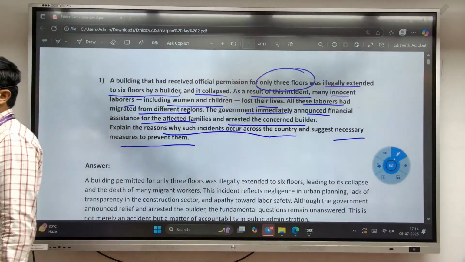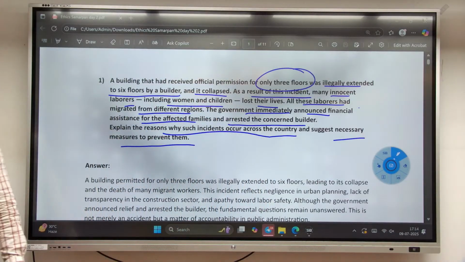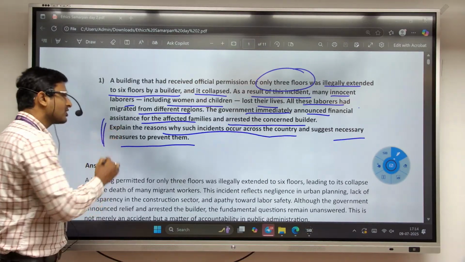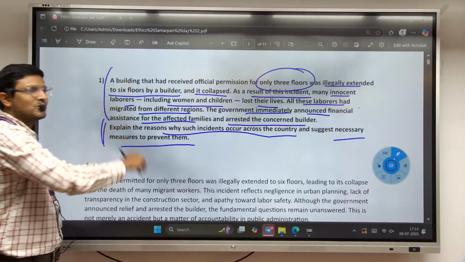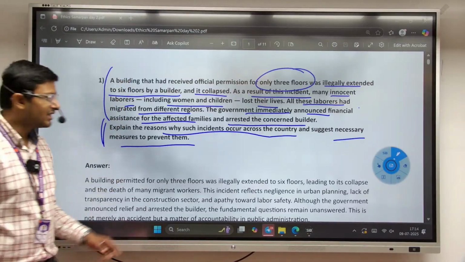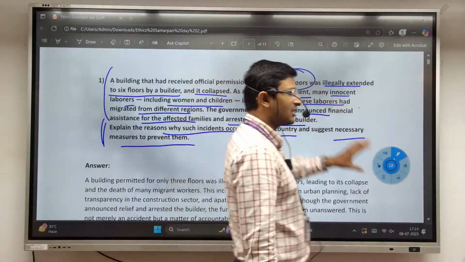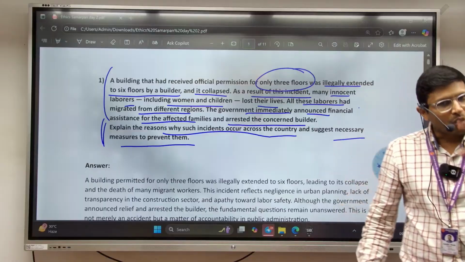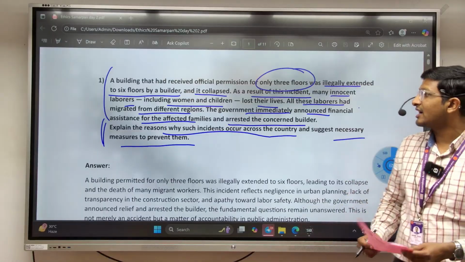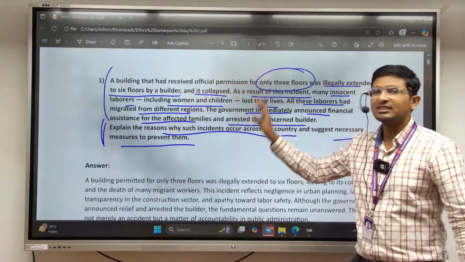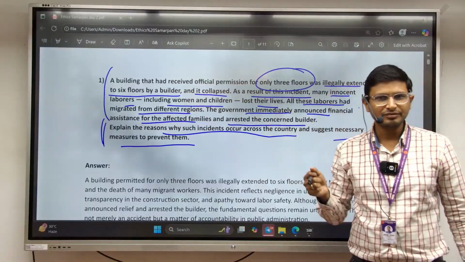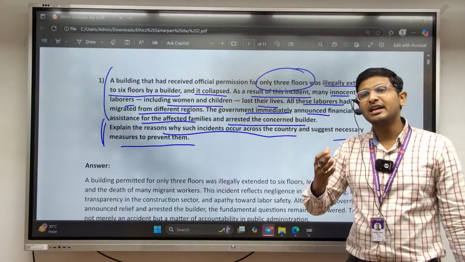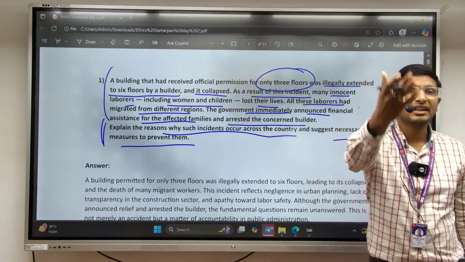Why I called this particular case study is more or less related to GS, because if you see the questions, not many questions are asked from a case study. In such a type of case study, the context has been given to you, only context is given. On this context it is asked, give the reason why such incidents are happening. Not just this particular incident, they generally ask why such incidents are happening.